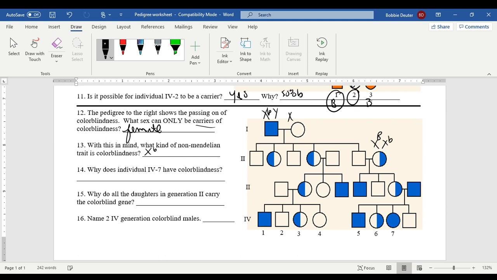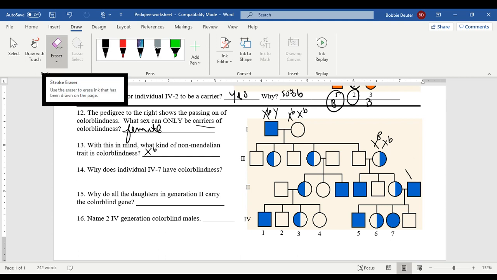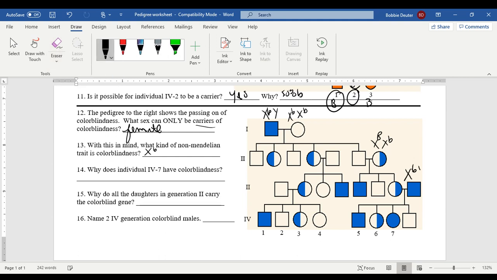Mom here doesn't have it. She's not a carrier, so she looks like this. And then our boys, they're all gonna look, sorry guys, apologize. You get your X from your mom, so they get the recessive X. So when it says, why is individual in generation 4, individual 7, so all right over here, why is this person colorblind? Because it's a female. So females don't usually express colorblindness unless they have a colorblind father and a carrier mother. And that is exactly what happened here.